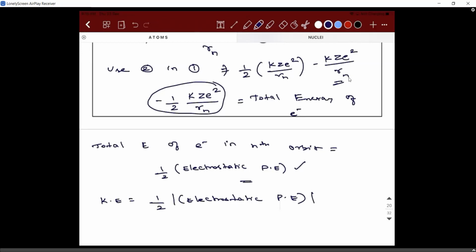That makes more sense. So for example, if they give you the electrostatic potential energy as minus 3.6 electron volt and they ask you what is the kinetic energy, what will you say? Kinetic energy can't be negative. It is 1.8 electron volt. You would only take the magnitude. So this logic will be helpful for you to solve the problems in a faster manner. Please make a note of it.